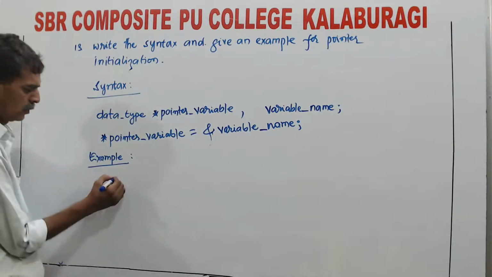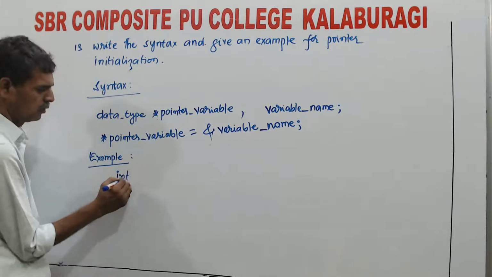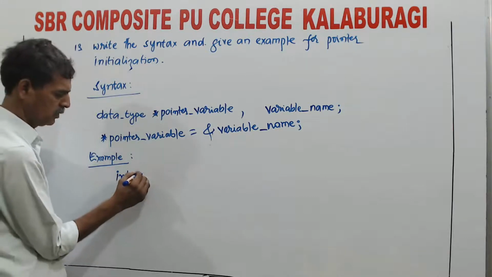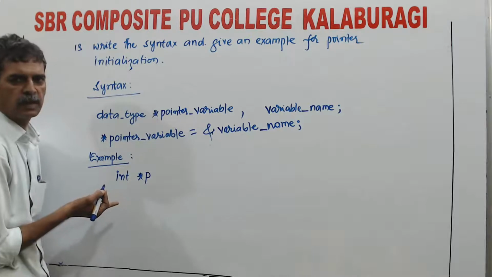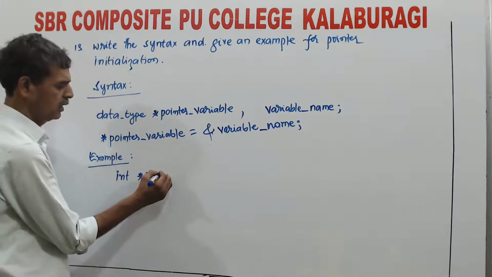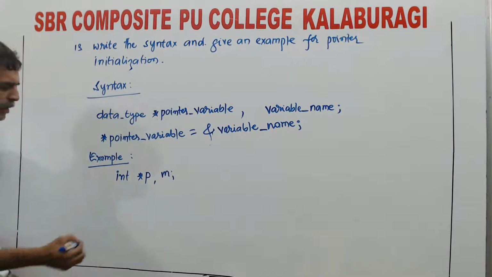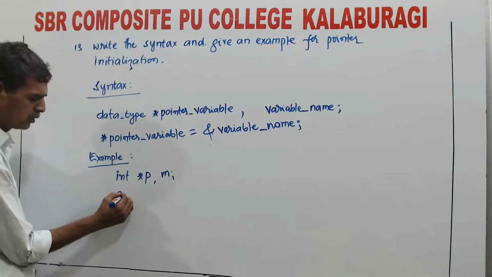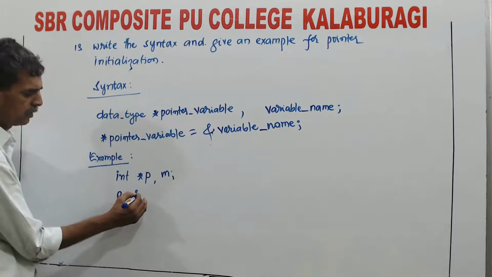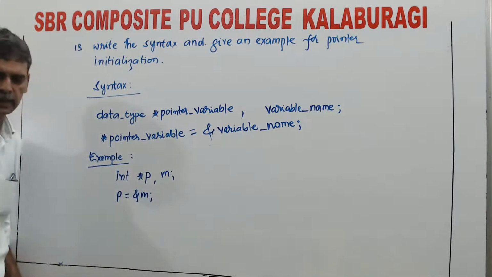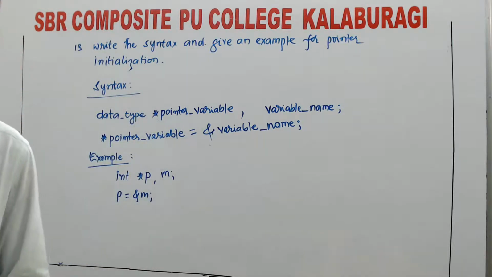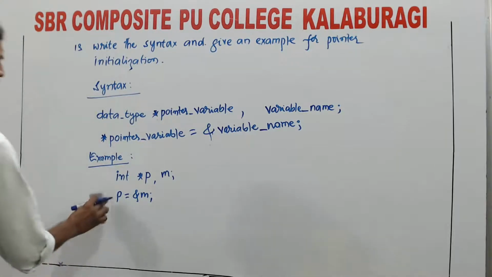Int star p is a pointer variable, comma, m is a normal variable. P holds the address of m. Okay, so this is assigning an address to a particular variable.